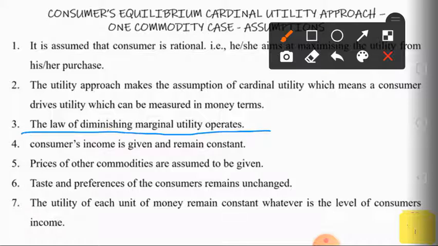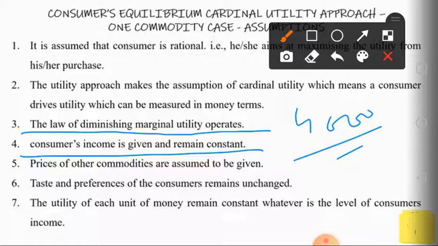The law of diminishing marginal utility operates. That means as he consumes more and more of the same commodity, his satisfaction must decline. Consumer's income is given and remains constant. Again, it is a condition. Suppose whatever income he is having, it should remain constant, like he is having an income of 4,000 rupees, so it should remain constant. That is why he'll take interest in that product. Prices of the other commodities are assumed to be given, like its substitutes should remain constant in front of the consumer.